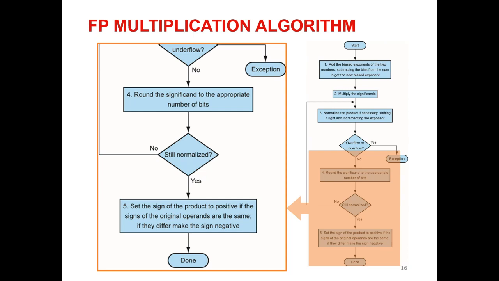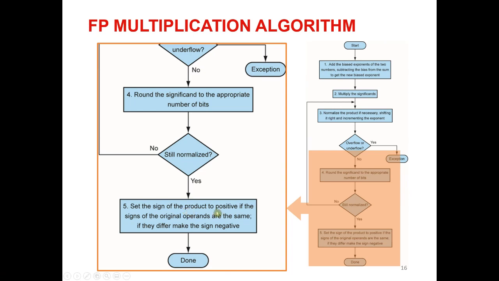So the result of the operation had 5 digits, so we rounded it to 4 digits. And then we check: is the number still normalized? If not, we need to go to step 3 and normalize it again, check overflow and underflow, round the significand, and repeat this loop until it's normalized. Once it's normalized, we set the sign of the product.